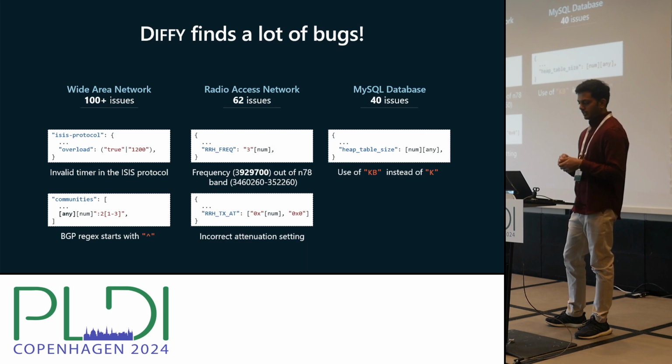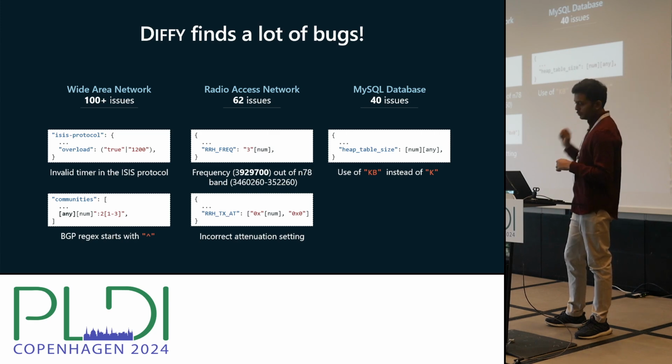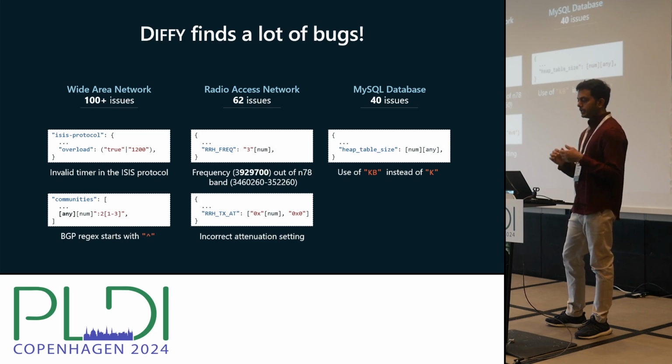For MySQL, Diffy identified fields with patterns like num followed by any, like the example we saw earlier, where num captures the value and any captures units. If users used invalid inputs like KB, Diffy detected these cases due to their rarity.